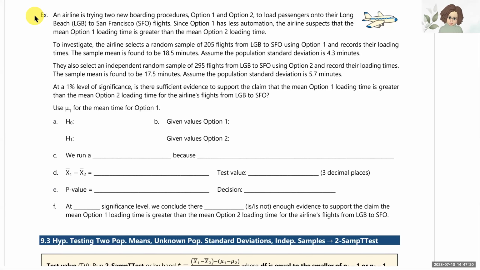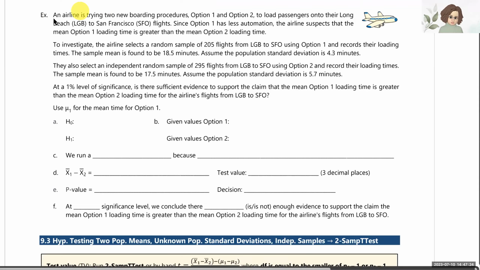Welcome. Let's take a look at an example here. It's a bit long to read, but we're going to go ahead and read through it.